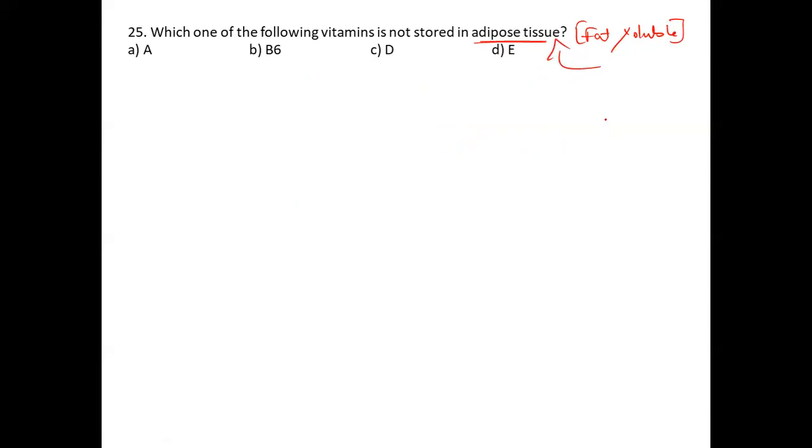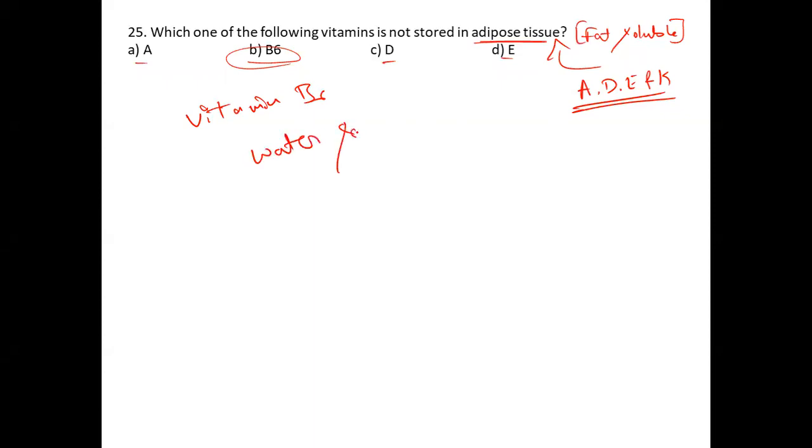So as we know, the fat soluble vitamins are A, D, E and K. Among the given options we have seen A, D and E. The remaining one is vitamin B6, which is water soluble actually. So vitamin B6, being water soluble, is not stored in adipose tissue. Remember, in adipose tissue only fat soluble vitamins are stored, for example A, D, E, K. So the answer is option B, vitamin B6.